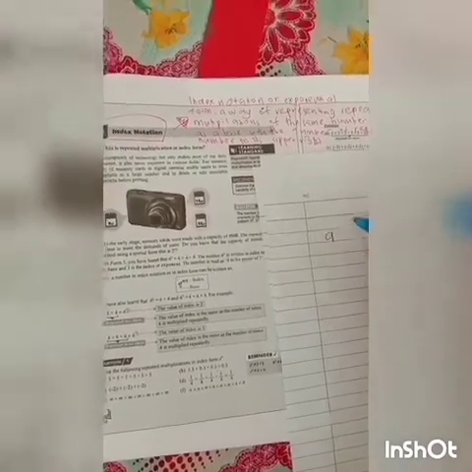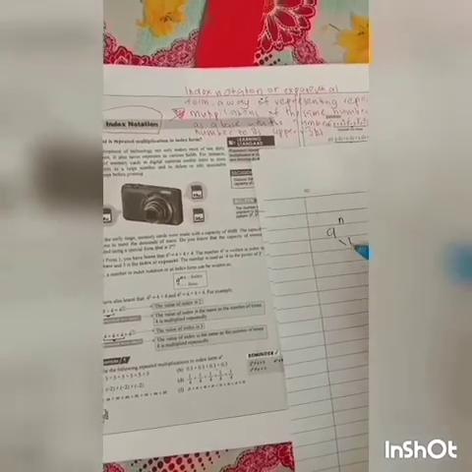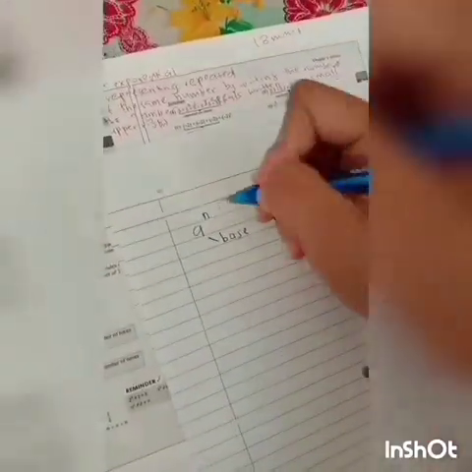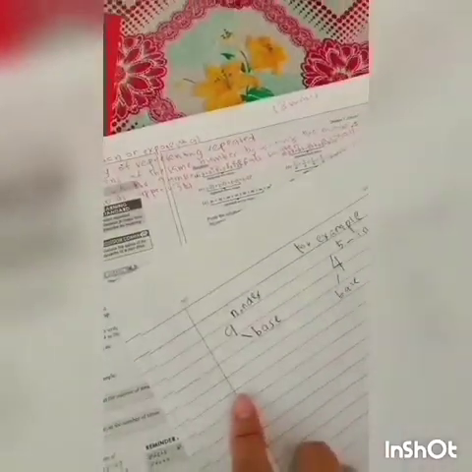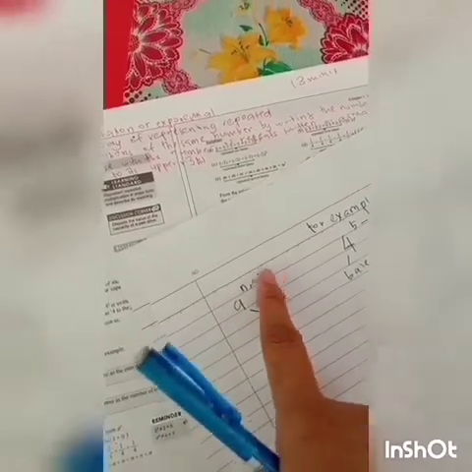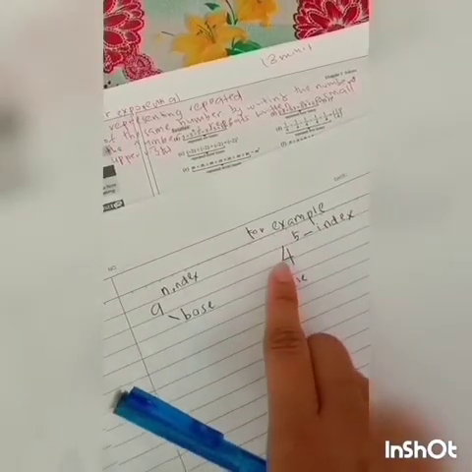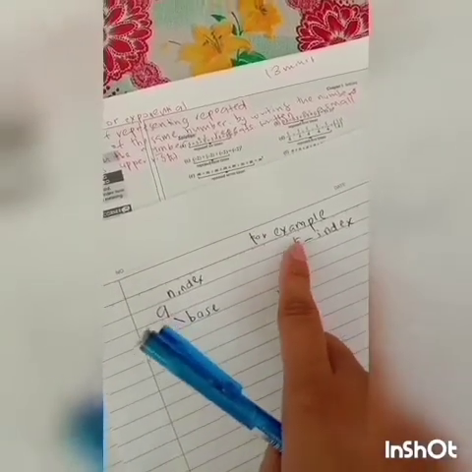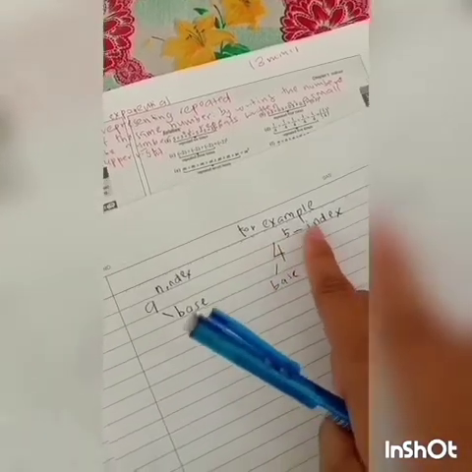a^n: a is the base, n is the index. For example, 4^5: 4 is the base, and 5 is the index. I repeat again, a is the base, n is the index. For example, 4^5: 4 is the base and 5 is the index.